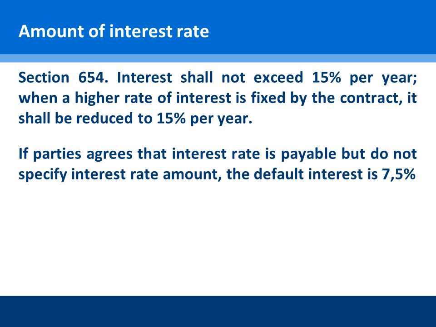If the parties agree that interest rate is payable, but they do not mention how much is the interest rate, then according to Section 224 of the Civil and Commercial Code, the default interest rate is 7.5% per year. This only applies if the word interest is mentioned in the contract, but the amount of this interest is not specified. If parties do not mention interest at all, the word interest cannot be found in the contract. The contract doesn't say anything about interest. Well, in this case, it means that no interest must be paid.